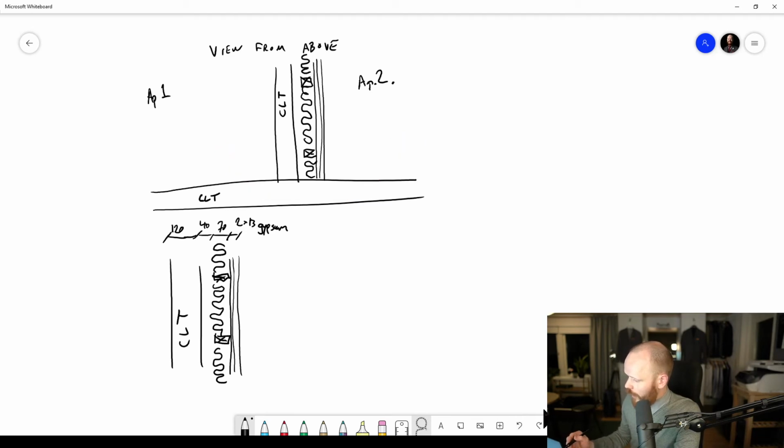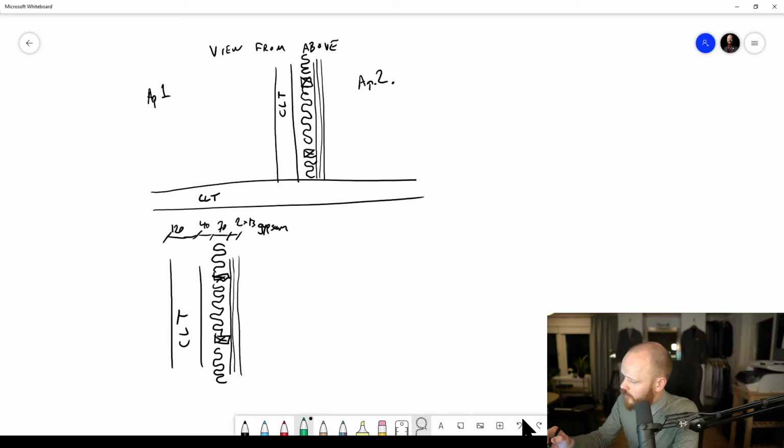Now, to do that, a good way is to split the CLT. Let's do a little separation here. Now, where should we put this little split? That's probably not a good idea to do it. But you could either slice it on this side, or you could slice it on this side. But which one is the optimal?